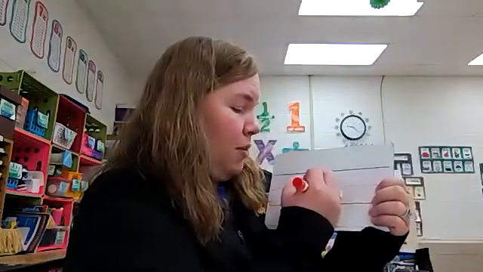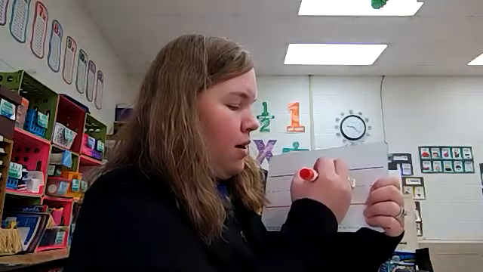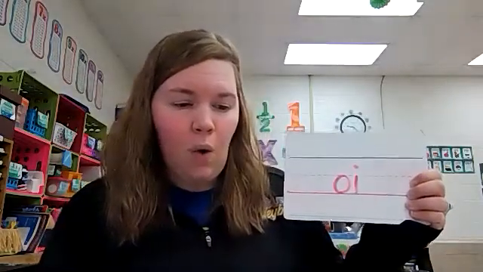I am going to give you a clue, and you need to tell me what letters match the clue. Okay? So the first one is, what letters spell the oi sound in coin? That oi sound is in the middle of the word. Oi is spelled O-I. Oi.